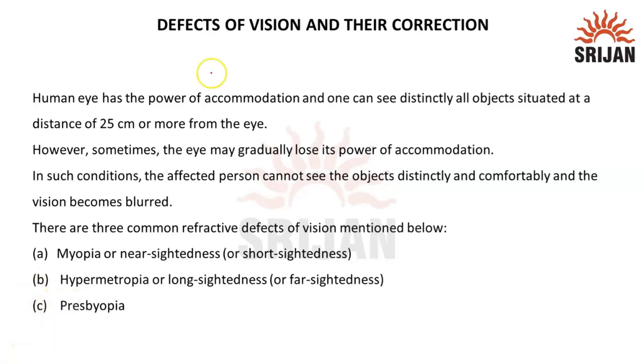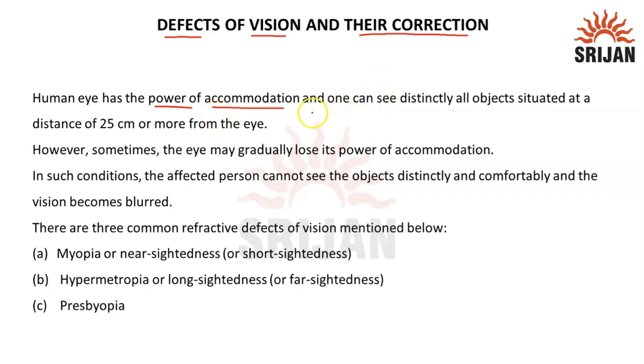So today in this video we will be studying about the defects of vision and their correction. We know that the human eye has the power of accommodation, that is, the lens of the human eye has the capability to change its focal length depending upon whether the object whose image needs to be formed is closer to the eye or far away from it.